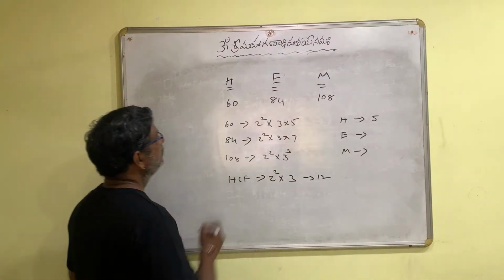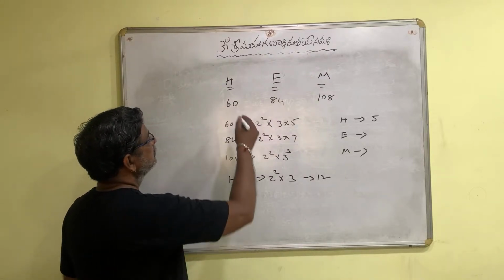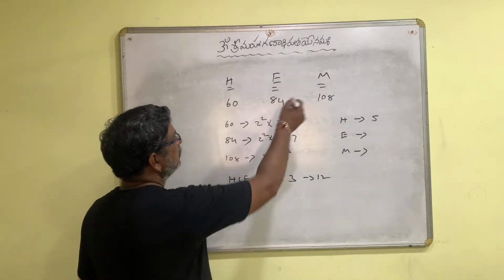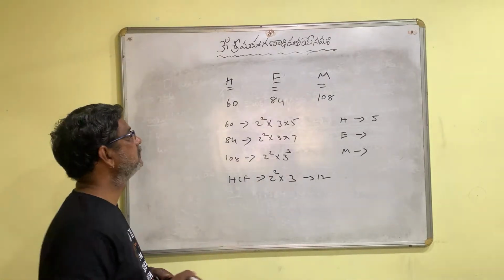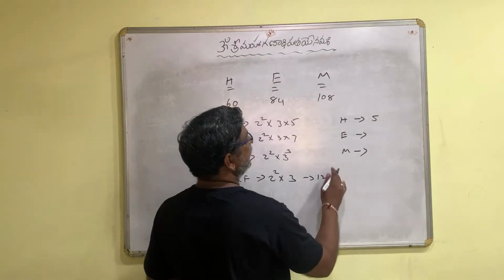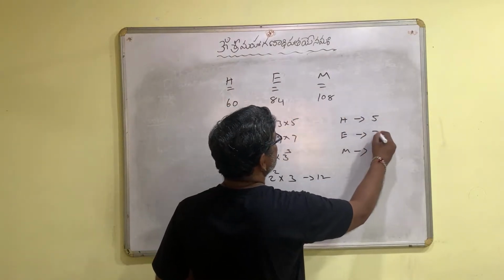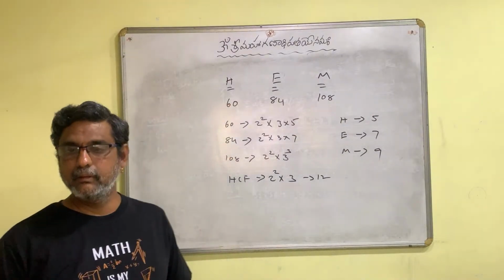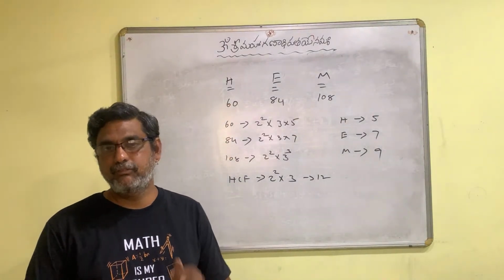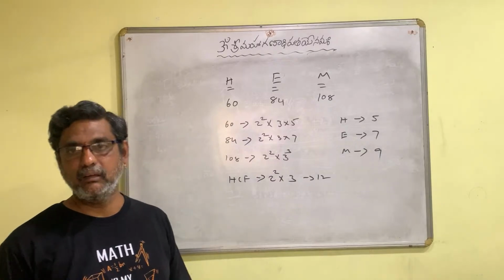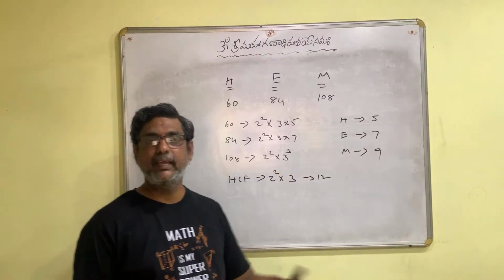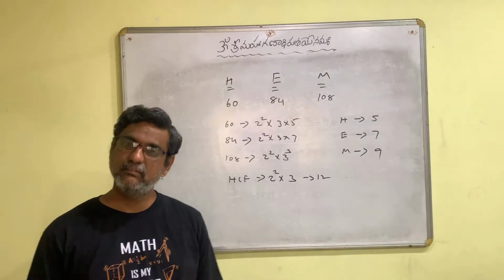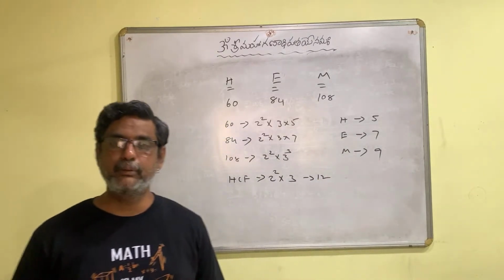So 5 twelves are 60, 7 twelves are 84, 9 twelves are 108. So for Hindi 5 rooms are needed, for English 7, for math 9. So 5 rooms, in each room 12; 7 rooms, each room 12; 9 rooms, each room 12. See the beauty of the question, children.